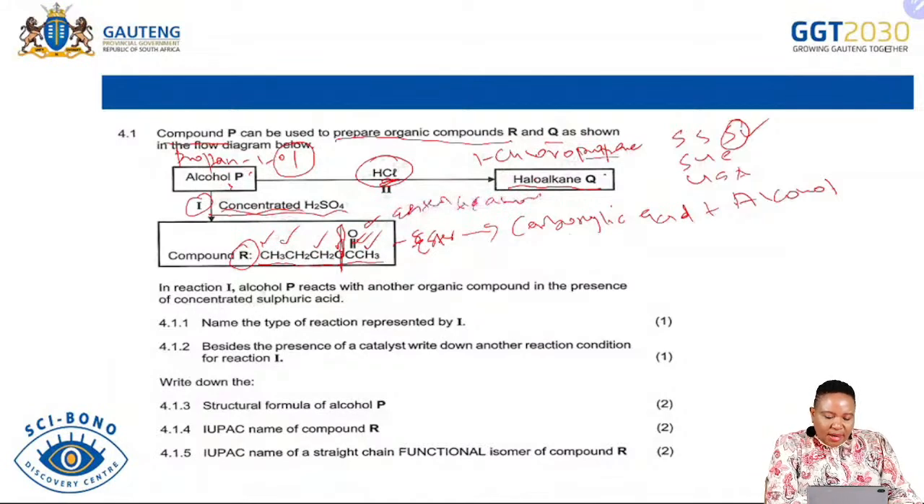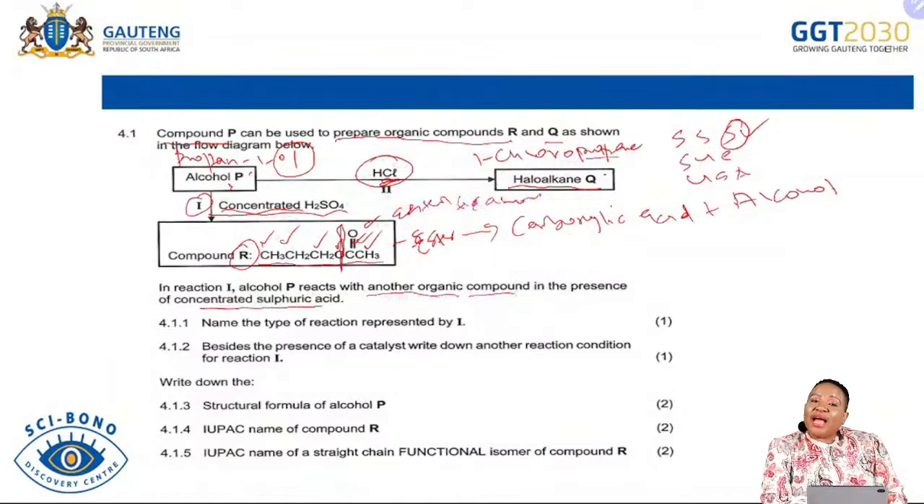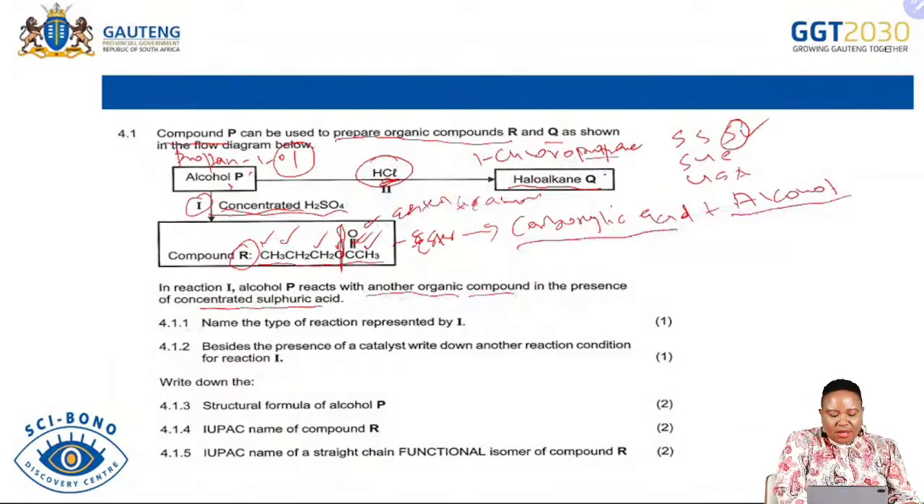Now in reaction 1, alcohol P reacts with another organic compound in the presence of concentrated sulfuric acid. We have already identified that, because we said if an ester is formed, we know it's coming from a carboxylic acid and an alcohol. And the examiner is also saying there is another organic compound that they are going to use for reaction 1. Besides the presence of a catalyst, write down another reaction condition for this reaction. Okay, let me start by saying name the type of reaction. So we know the type of reaction for reaction 1 is esterification, the formation of an ester.